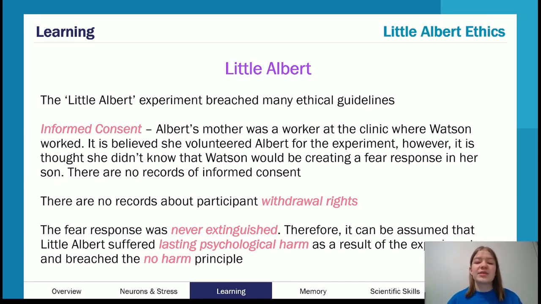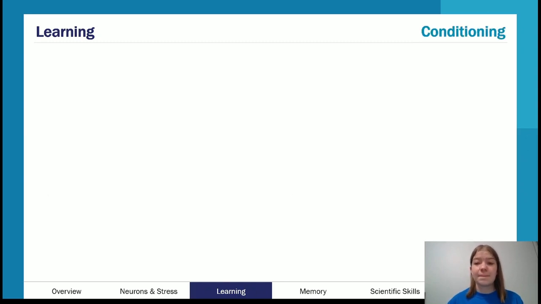So make sure you remember things like withdrawal rights if you've got a toddler crawling away, trying not to participate, the fear response not being extinguished. So we might be thinking about lasting psychological harm here. And of course, informed consent being quite important in terms of knowing the purpose of the experiment, what the risks are, and what is happening there.